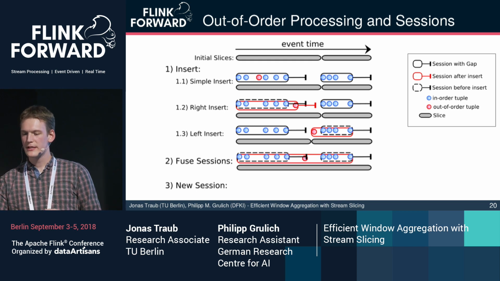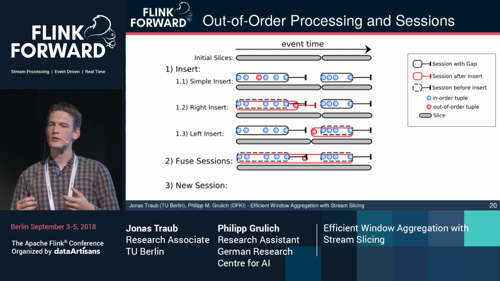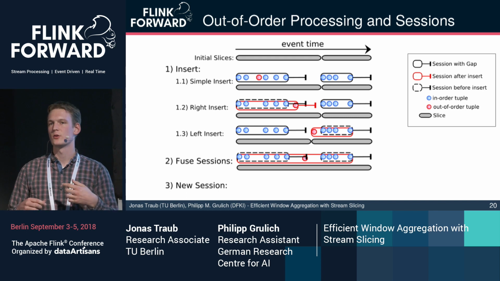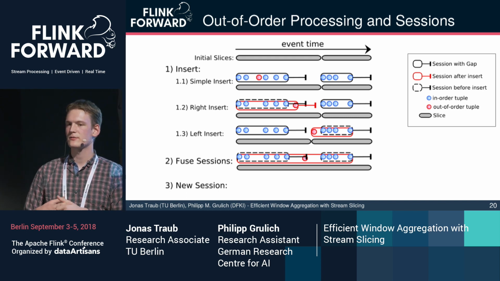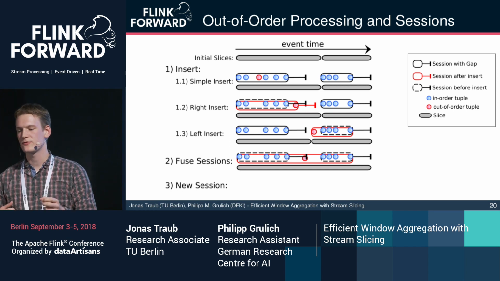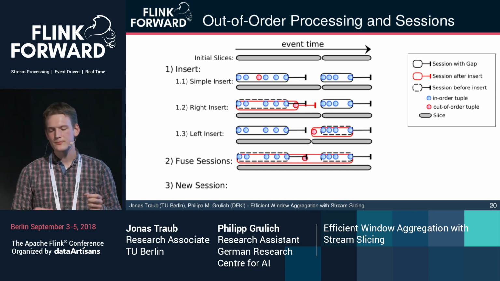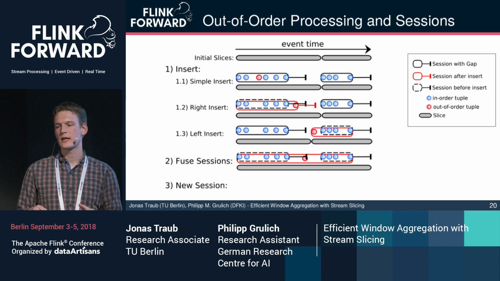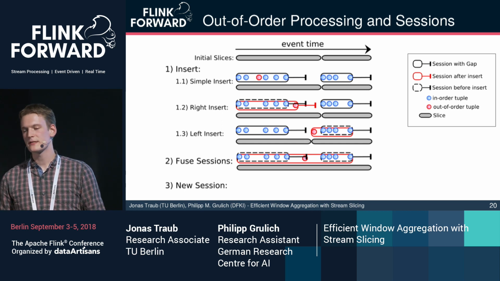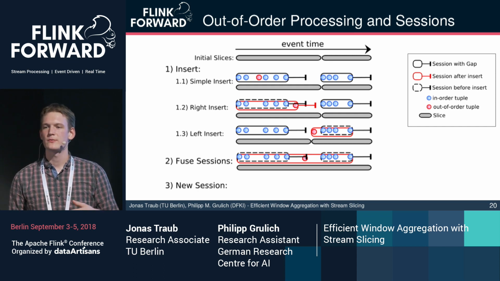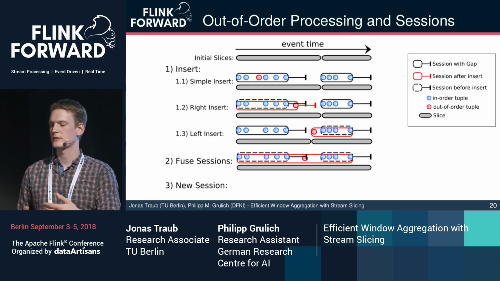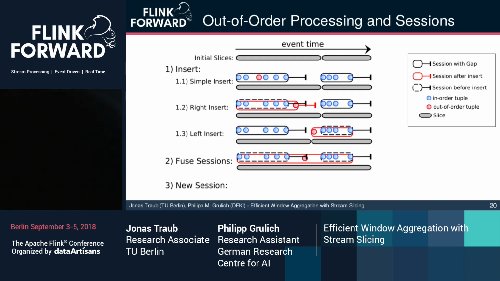So then we have two more cases which are a bit more tricky. Fortunately, they don't happen too often if you look at practical use cases. So the one case that can happen is that we have to fuse sessions because an out-of-order tuple does not leave a sufficient gap before and after it. In this case, we also fuse the sessions, and we also fuse the slices, and we then have to do one incremental aggregation step to get the correct partial aggregate.